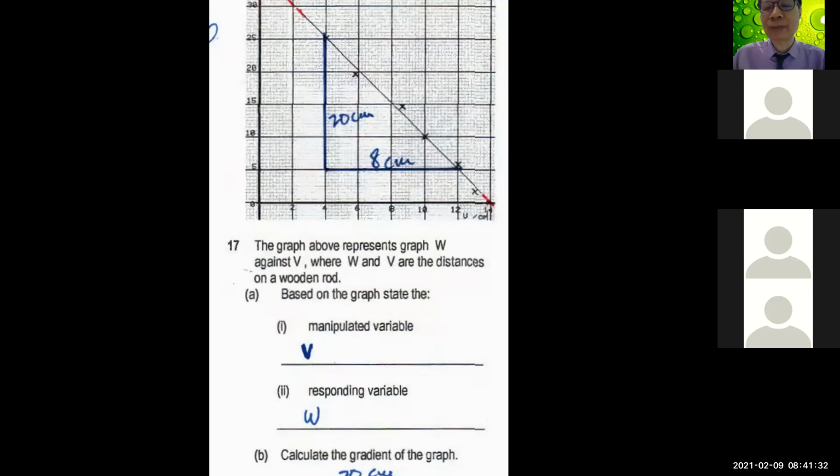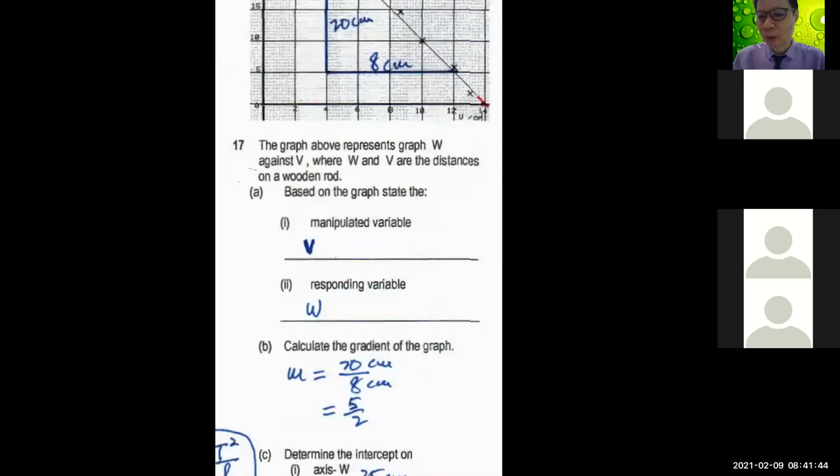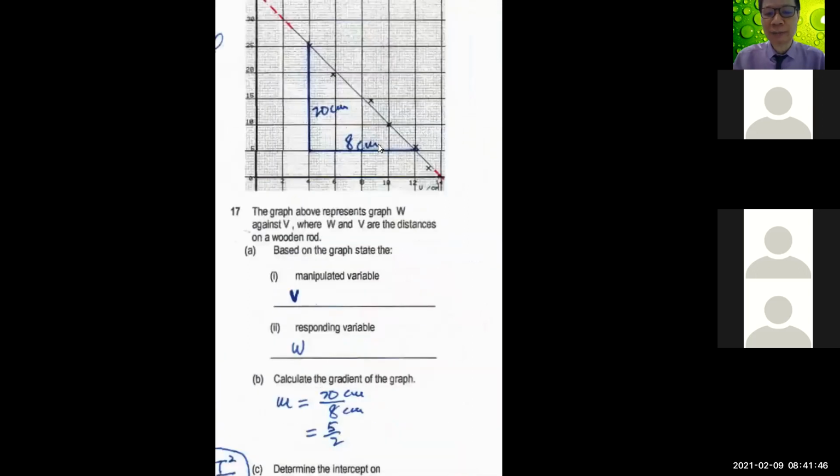Yes, the answer is negative 2.5. It's negative because it goes downhill. When it goes down, the gradient must be negative. There's a rule, remember that. But my answer here has no negative, so my answer is wrong. The answer should have a negative, so please add a negative here. So the final answer is negative 5 over 2 or negative 2.5. The cm cancel off, so for this gradient there's no unit. So it's negative 5 over 2 or negative 2.5.